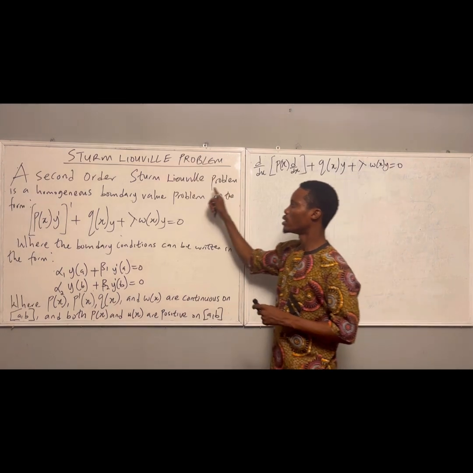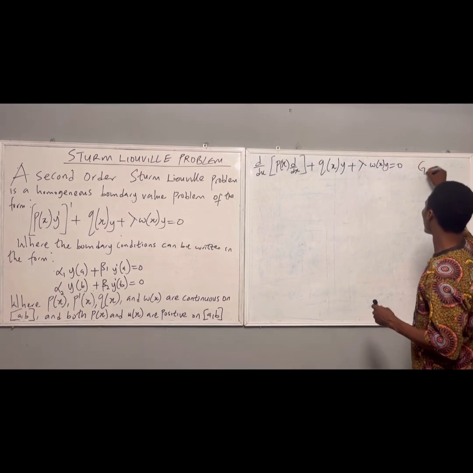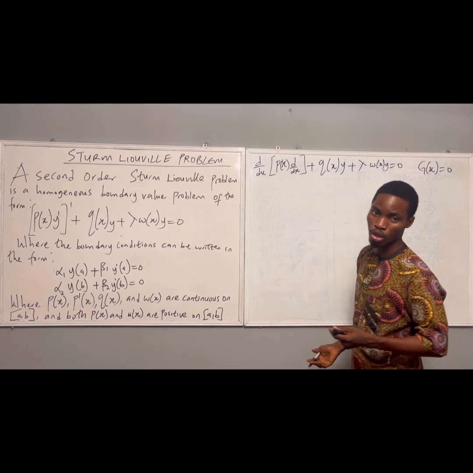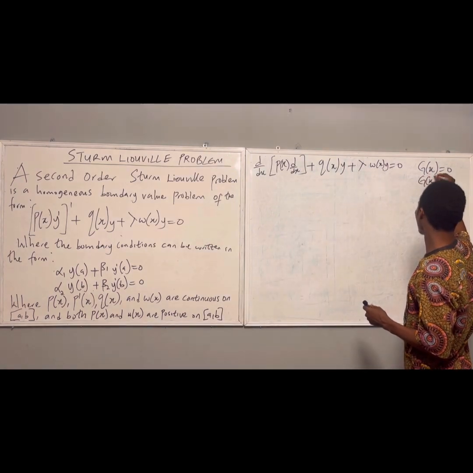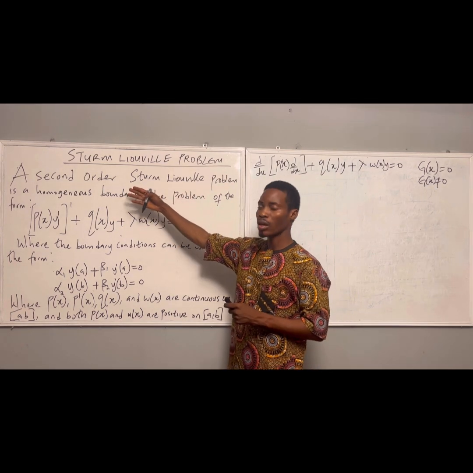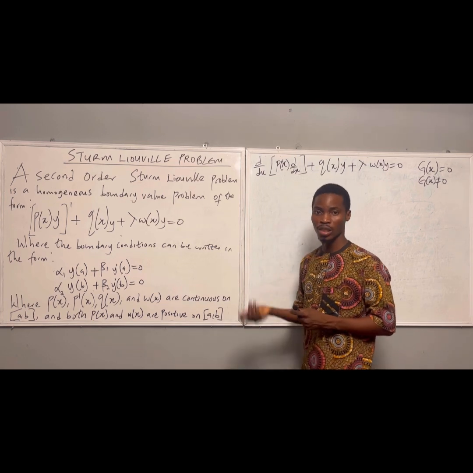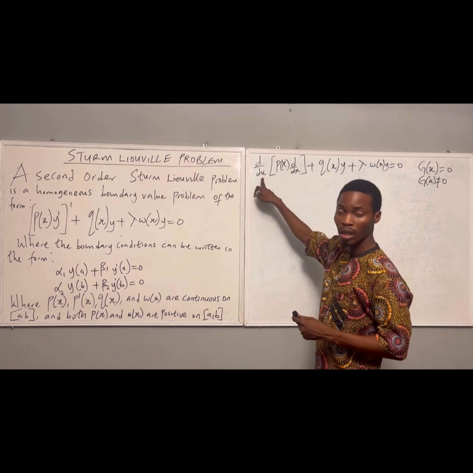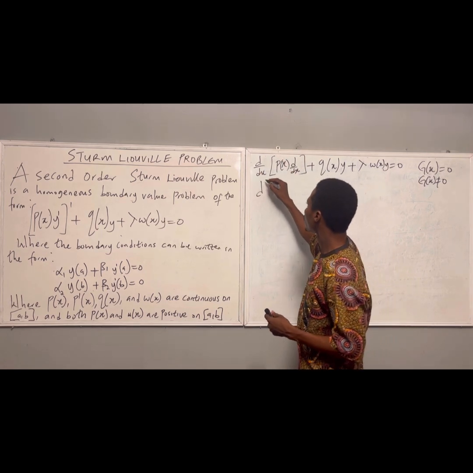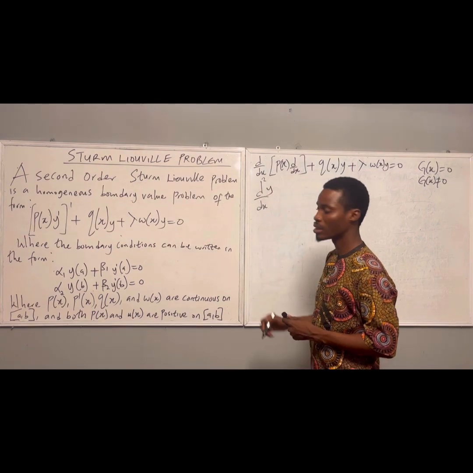The reason it is homogeneous is that if g(x) is equal to 0, that is, if all this is equal to 0, it is homogeneous. But if g(x) is not equal to 0, it is non-homogeneous. And the reason it's second order is the second derivative, like d squared y over dx squared. If I have something like this, it's second order.